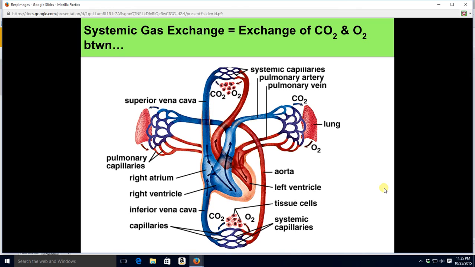We had alveolar gas exchange earlier. Now we've got systemic gas exchange, which is the exchange of CO2 and oxygen, but this time between systemic capillaries and your tissues.